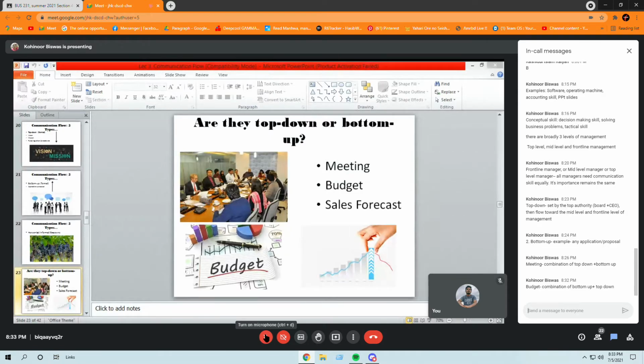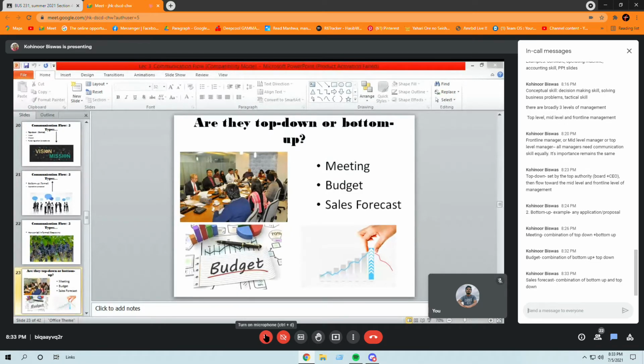Bottom up and top down. Sales forecast is the same, that the sales department will do the forecasting and finally it will be approved. So they will send it to the top for approval and top will approve after some correction maybe, and then top will send it down again. So this is about the flow pattern.